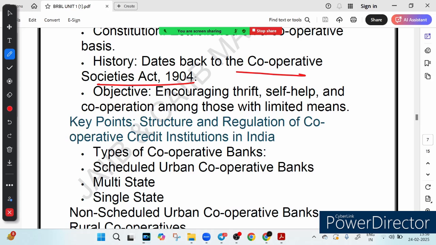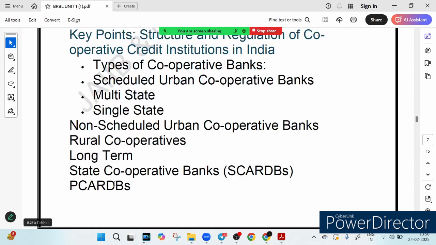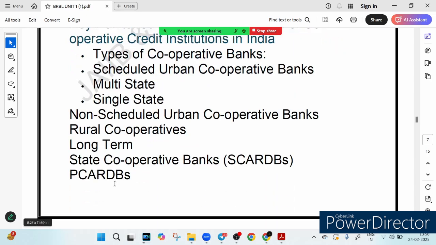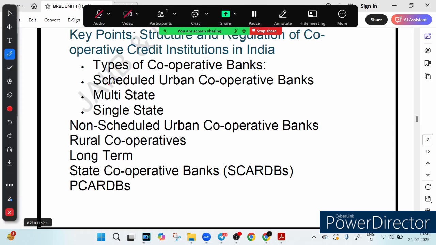So friends, we are diving into cooperative banks and how they are structured and regulated. What are they and how are they structured? In India, cooperative banks are of two main types, based on their geographical reach and operation. The first is the urban cooperative bank, which focuses on cities and towns, and under it you can see the scheduled urban cooperative bank.